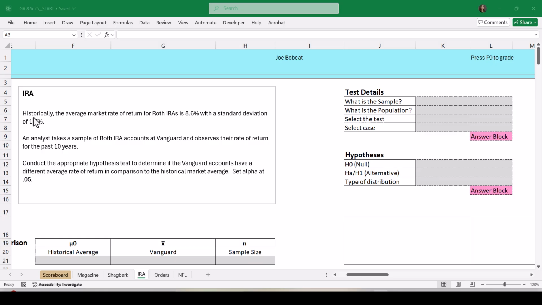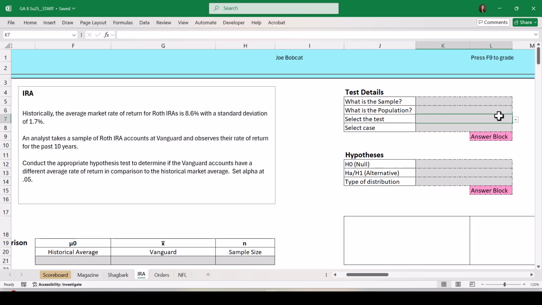So ours reads, historically, the average market rate of return for Roth IRAs is 8.6% with a standard deviation of 1.7%. An analyst takes a sample of Roth IRA accounts at Vanguard and observes their rate of return for the past 10 years. Conduct the appropriate hypothesis test to determine if the Vanguard accounts have a different average rate of return in comparison to the historical market average. Set alpha at 0.05%. All right, so this is a one sample z-test.